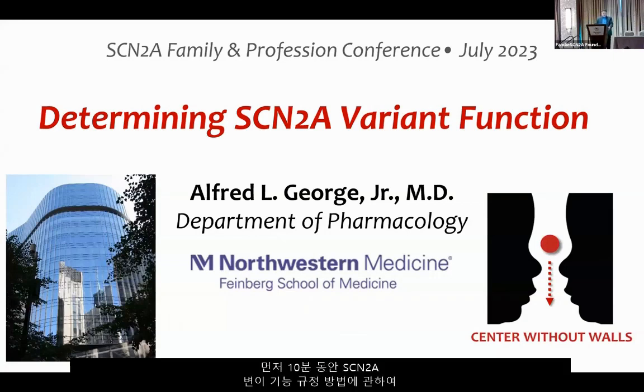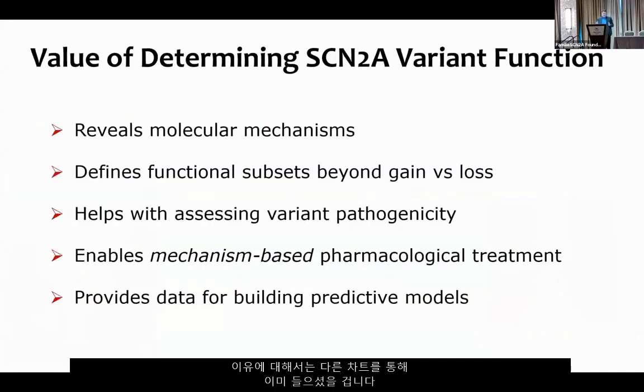I have 10 minutes to give kind of an overview of determining, using experimental methods, the function of an SCN2A variant. I won't be showing individual variant results. It's not possible in 10 minutes, but I want to give a framework for how we do this and why we do it. I think already we've heard from other talks why we do it.